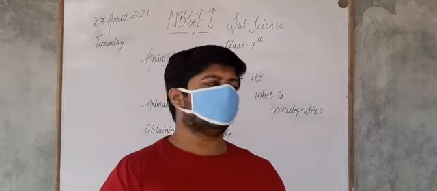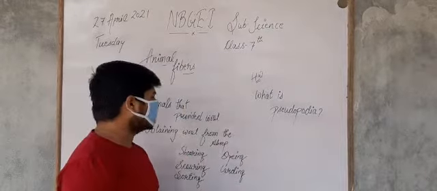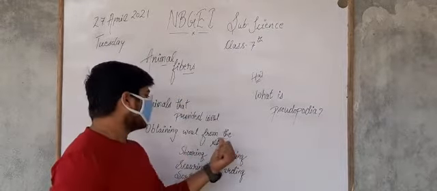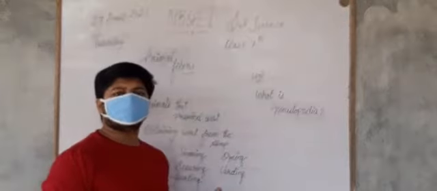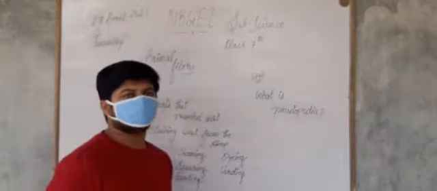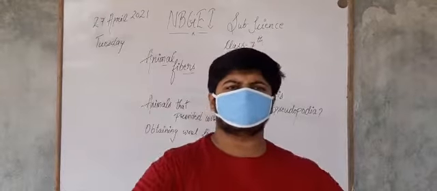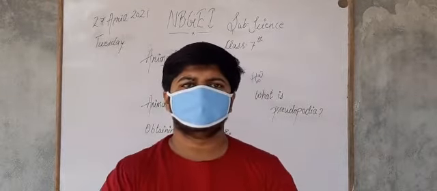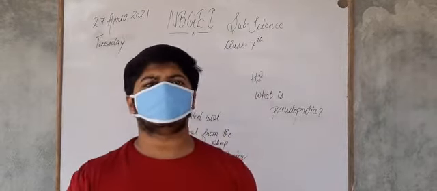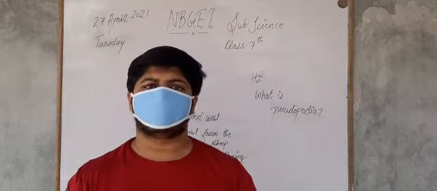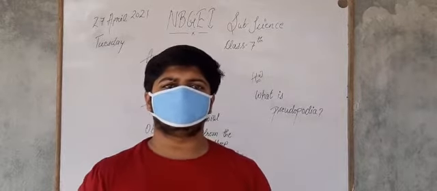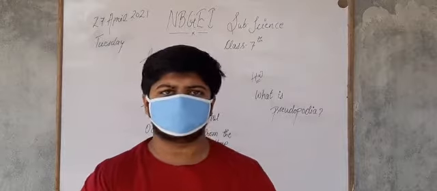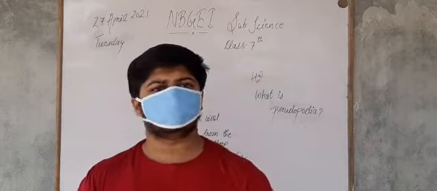Now today we are going to talk about obtaining wool from the sheep. How do we obtain wool from the sheep? There are many steps. Let's discuss them. Sheep are mainly reared for their wool, meat and milk. The average lifespan of a sheep is about 10 to 12 years.